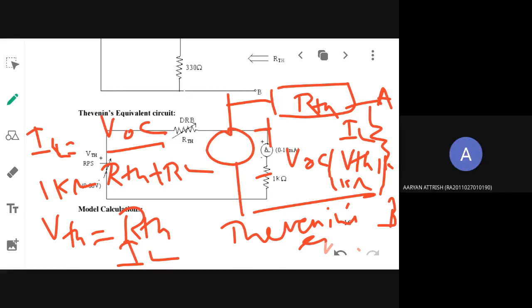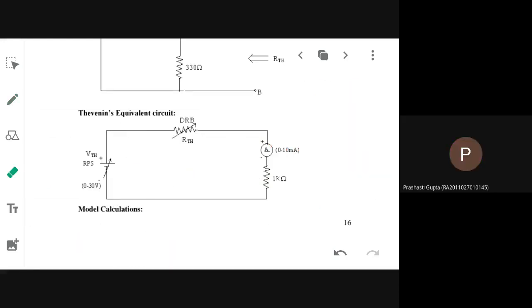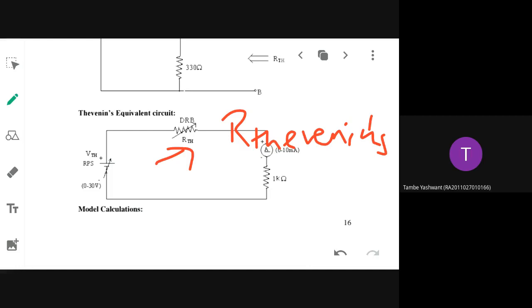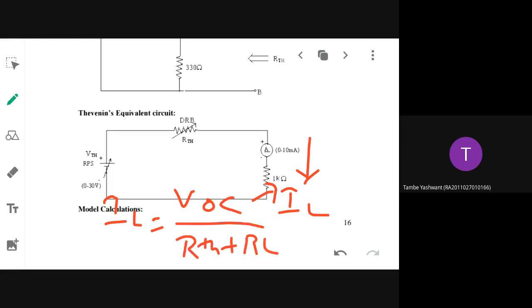Yes, ma'am. What is that RL? R Thevenin, Thevenin's resistance. Thevenin's impedance I taught you in class. Ma'am, you showed one formula right now which was RThevenin plus RL. See, I want to find out the current IL here. This is my load resistance. So the formula for finding out IL is, you know, VOC divided by RThevenin plus RL. My Ohm's law only. Okay, ma'am. Ma'am, how to find this RL?